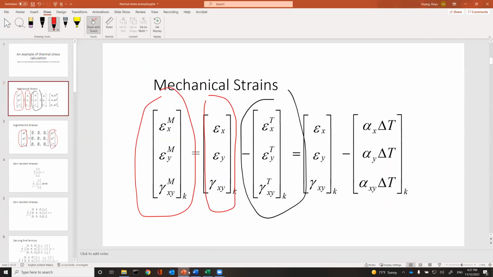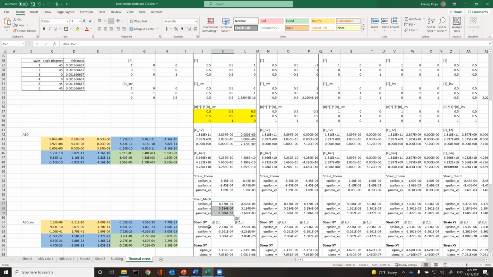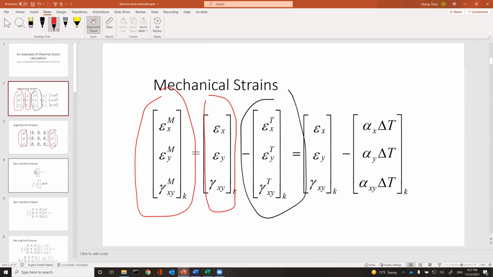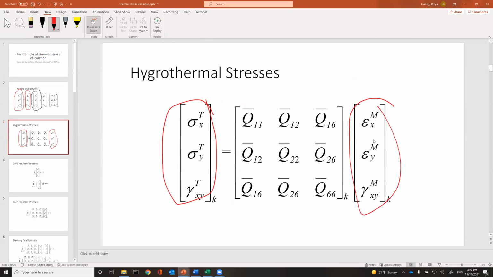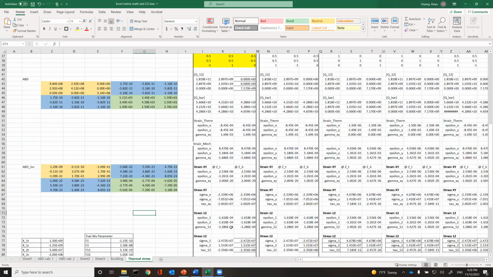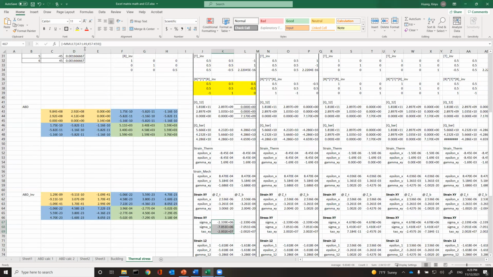This equation is essentially captured over here. The next step is I use the mechanical strain to calculate mechanical stress, basically using this equation. You have mechanical strain, you multiply by Q bar, you get mechanical stress, okay? Which is here. My mechanical stress is my Q bar matrix multiplied by the mechanical strain, this one, right?